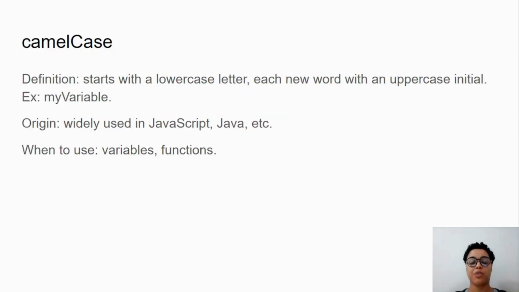The first nomenclature convention we are bringing today is camelCase. It starts with a lowercase letter and each new word with an uppercase initial. Like in myVariable, my starts with a lowercase letter and Variable with an uppercase initial. camelCase is widely used in JavaScript and Java. And when to use it? When we are going to create variables and functions.